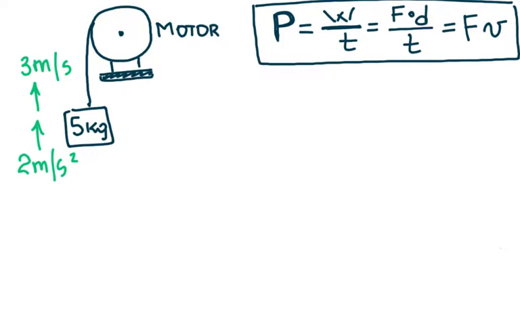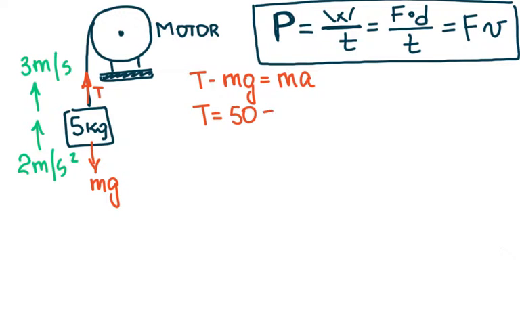At first I'm going to do my free body diagram with my forces. I have tension, I have mg, and I have acceleration. So I have tension minus mg is equal to mass times acceleration. So the tension is equal to mg, which is 50, plus mass times acceleration, which is 10. That gives me 60 newtons.